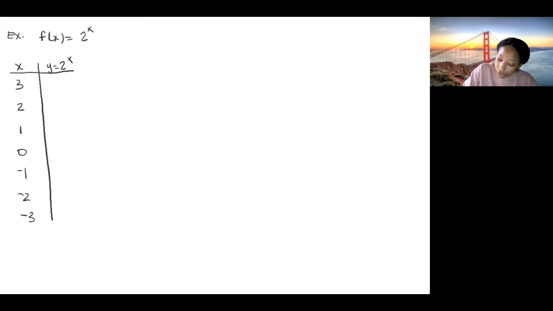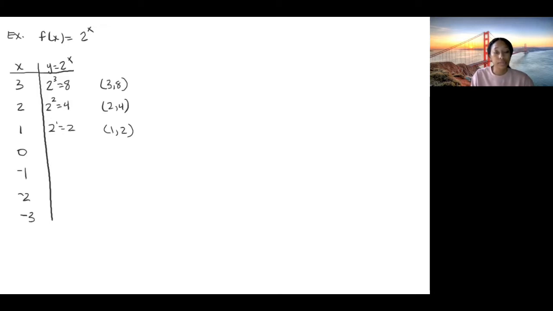When x is 3, 2 to the 3rd power is 8. So we get the point (3, 8). When x is 2, 2 squared is 4. So the point (2, 4) is on the graph of this function. When x is 1, 2 to the 1st power is 2. So (1, 2) is a point.